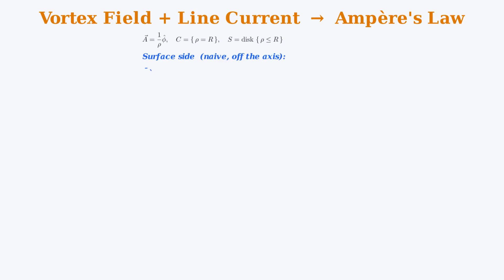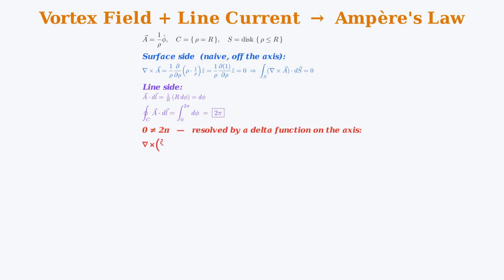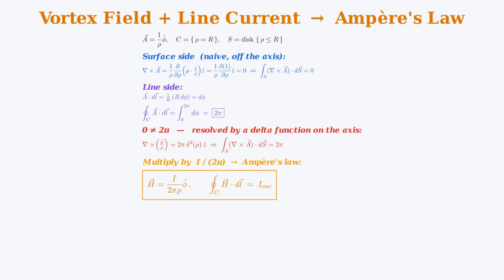Worked example 2. And just like last time, this is where the real lesson lives. Take the vortex field, A equals 1 over rho in the phi hat direction. In words, the field circles around the z-axis and it grows stronger as you approach the axis. Picture water swirling around a drain. Let C be a circle of radius r around the axis, and S the flat disk it bounds.